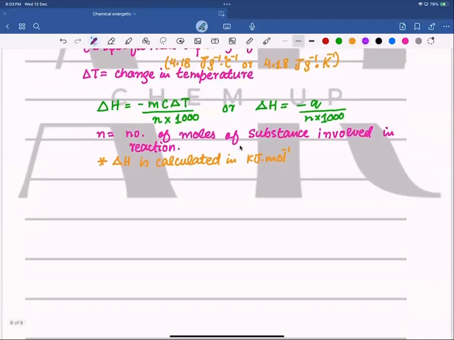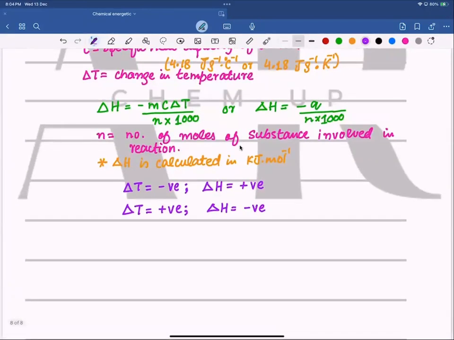There is one important thing here: if delta T is negative, then the enthalpy change of the reaction is going to be positive. The reaction will be endothermic. If the change in temperature is positive, then the enthalpy change for the reaction is going to be negative, exothermic. Is this clear to all of you? Yes, sir.